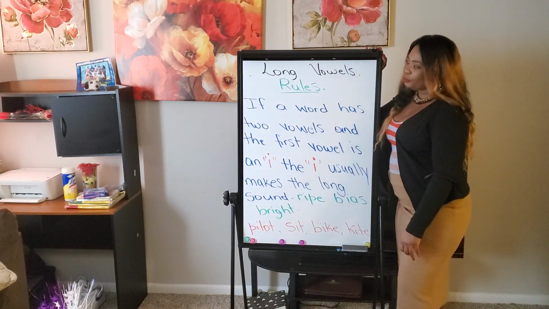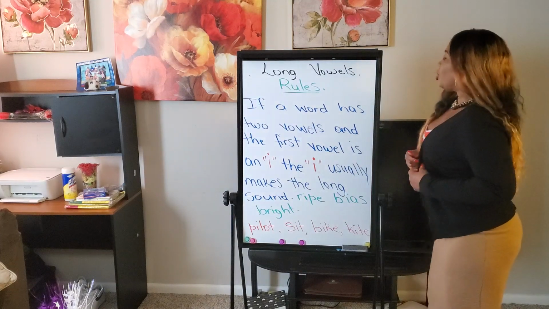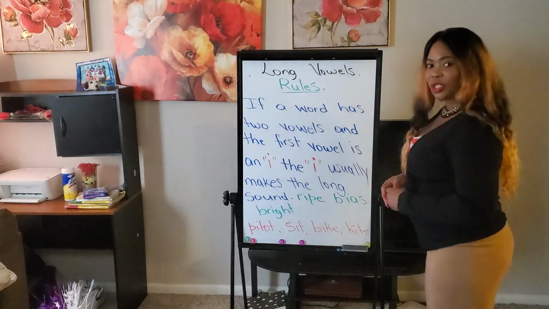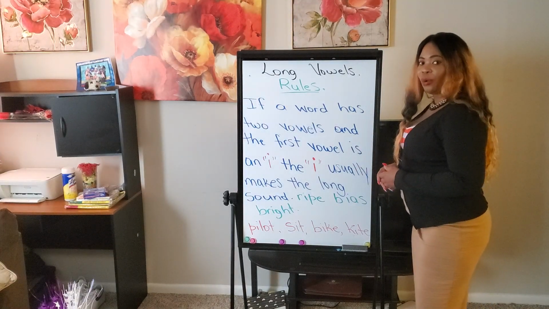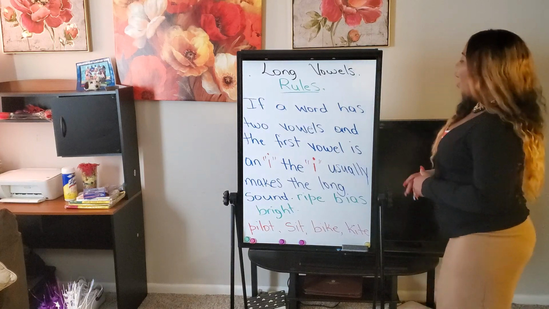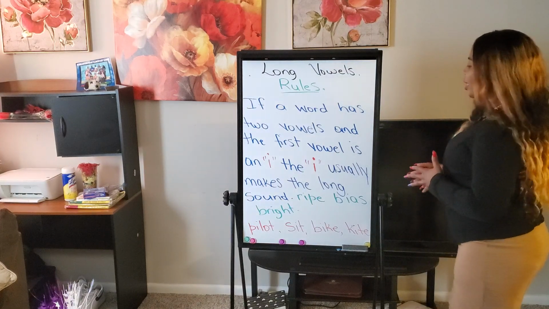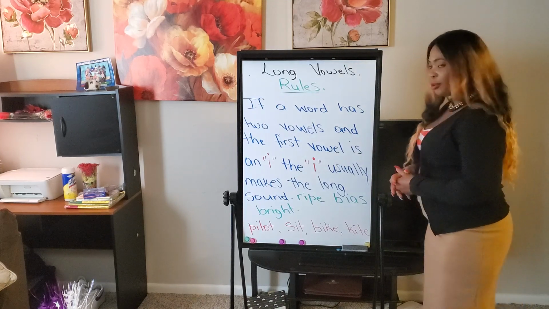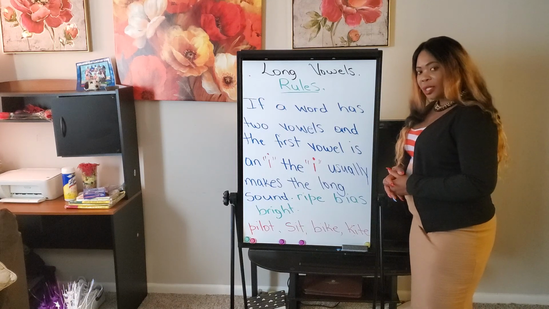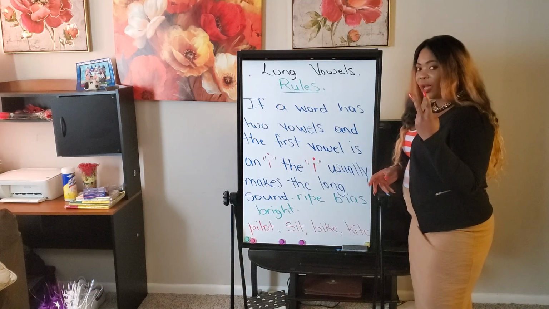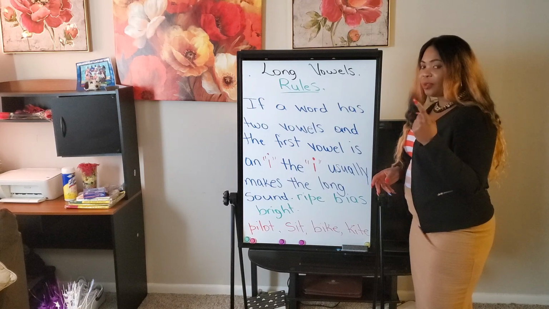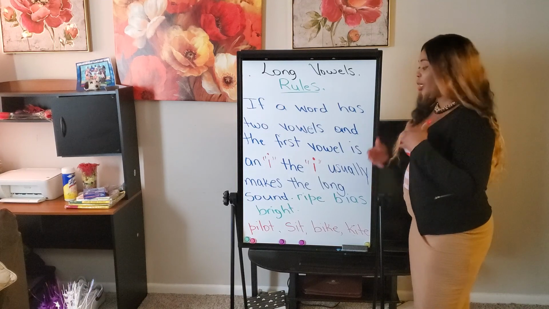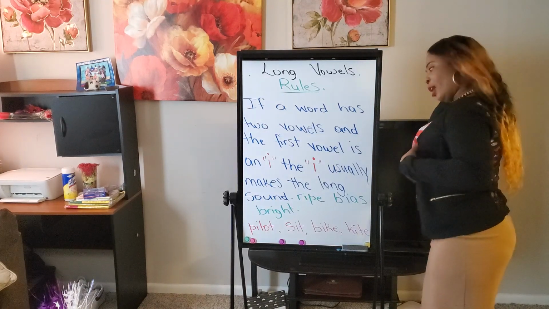All right, so let's begin. If a word has two vowels and the first vowel is an I, you see the trend? Because it was a similar rule for the ones before, right? If a word has two vowels and the first vowel is an I, the I usually makes the long sound. Got that? So two vowels in the word, the first one is an I, it's going to make the long sound, similar to the rules before this one. Yes, you've got it.